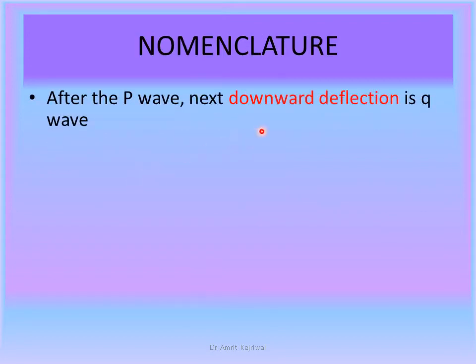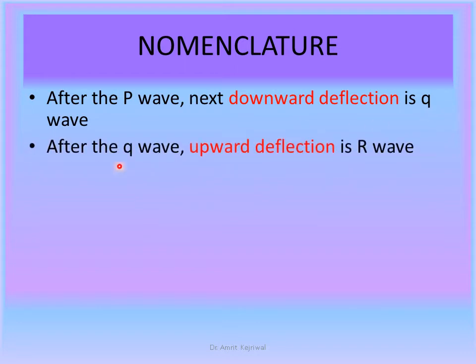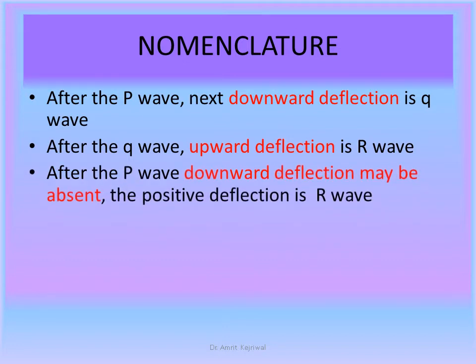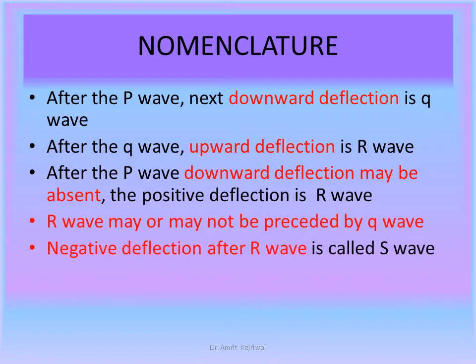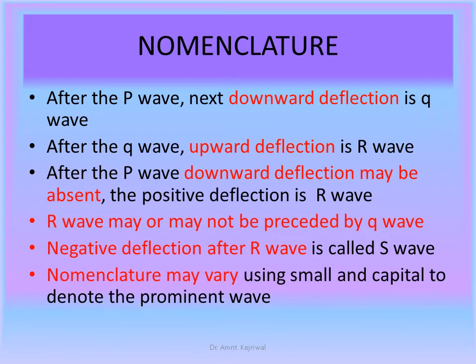After the P wave, the next downward deflection is called the Q wave. After the Q wave, the upward deflection is the R wave. If the downward deflection is absent, then the positive deflection is the R wave. So, an R wave may or may not be preceded by a Q wave. A negative deflection after the R wave is called an S wave. Nomenclature may vary, using small and capital letters to denote the prominent wave.